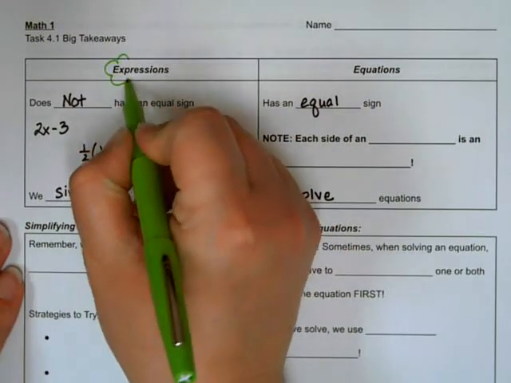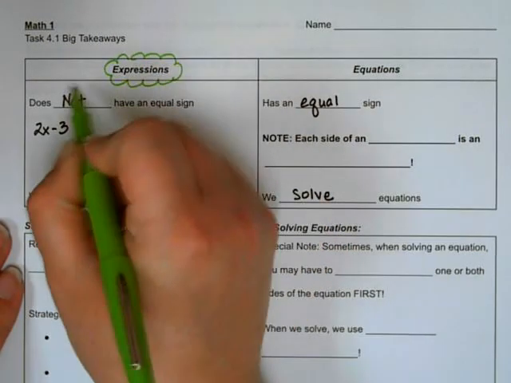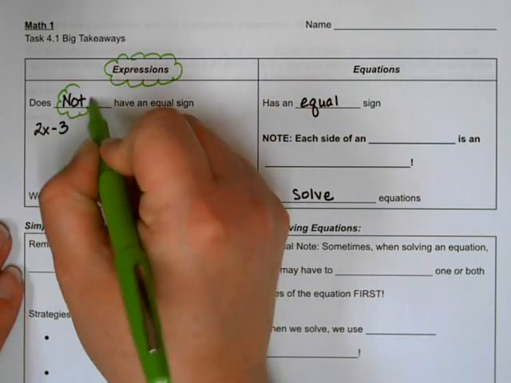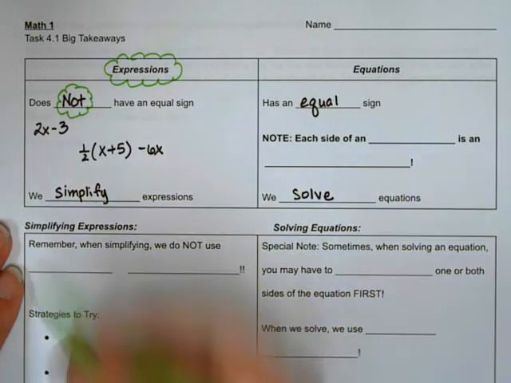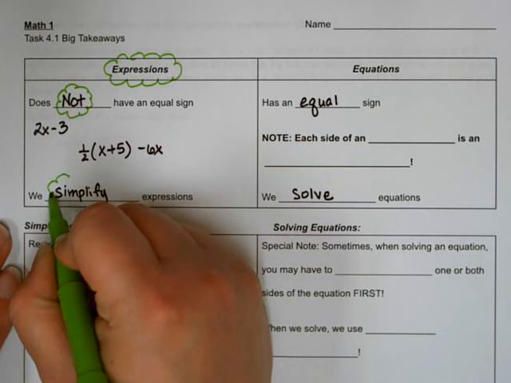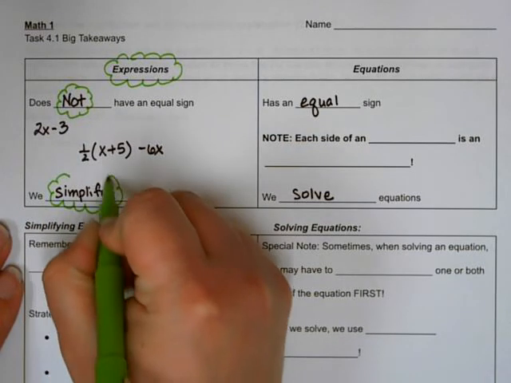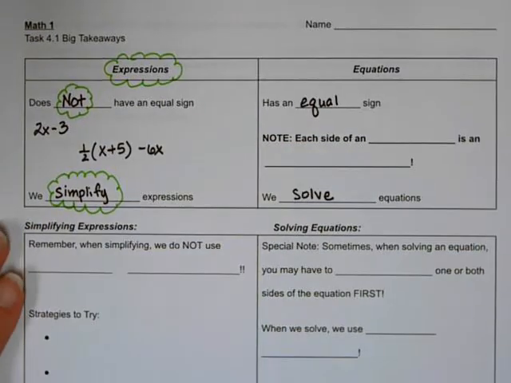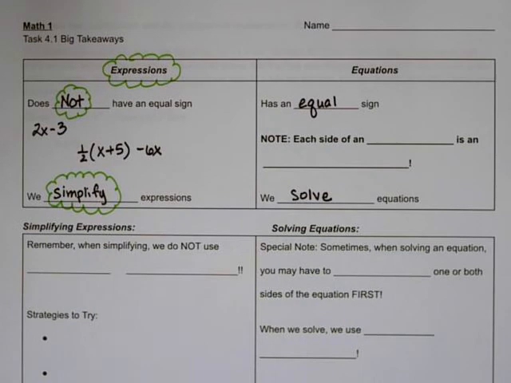Expressions do not have an equal sign. And the thing that we do to expressions is we simplify them. You can never solve an expression. That's not something that you can mathematically do. You can simplify it though.